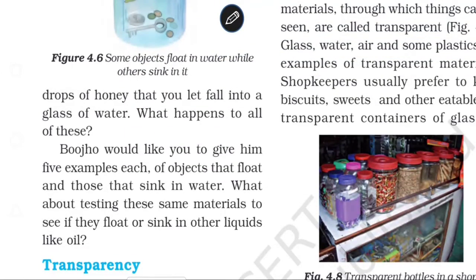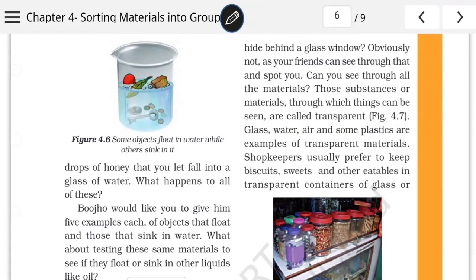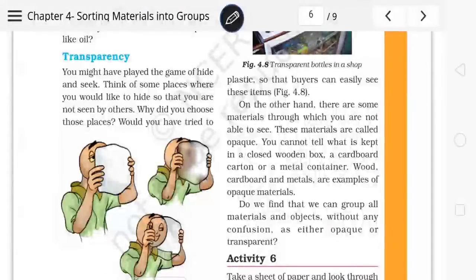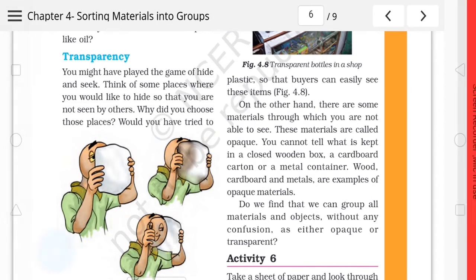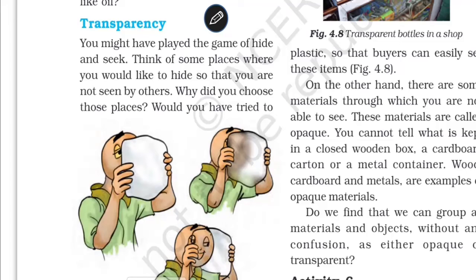Again, you can collect more examples of this kind, which objects float, which objects do not float, and which objects sink. So this is the property of material, which is that objects may float or sink in water. Now let's go to another property, which is transparency. Let's talk about transparency.